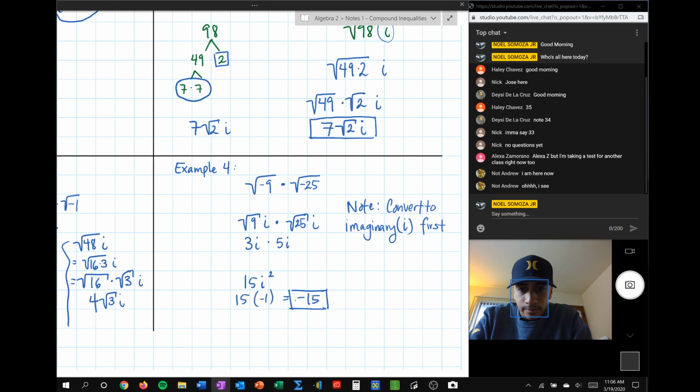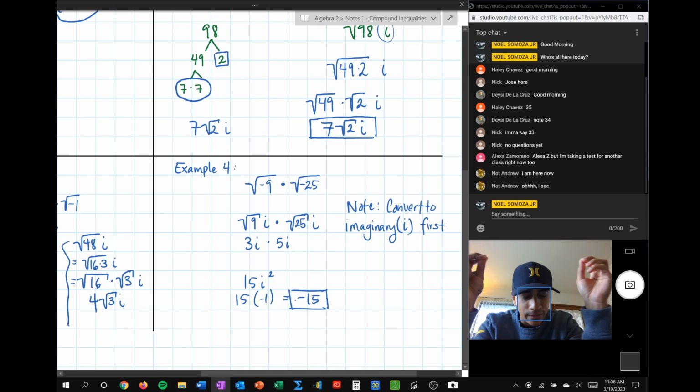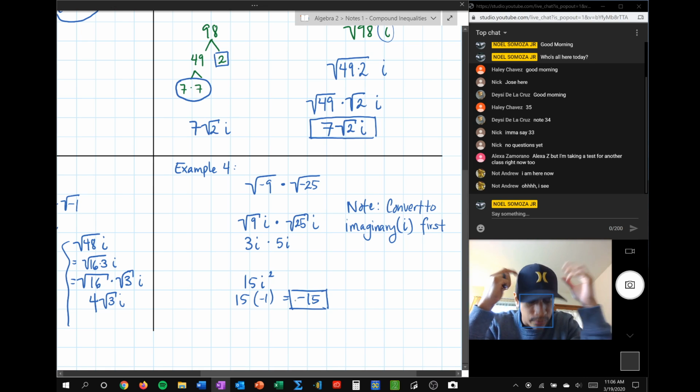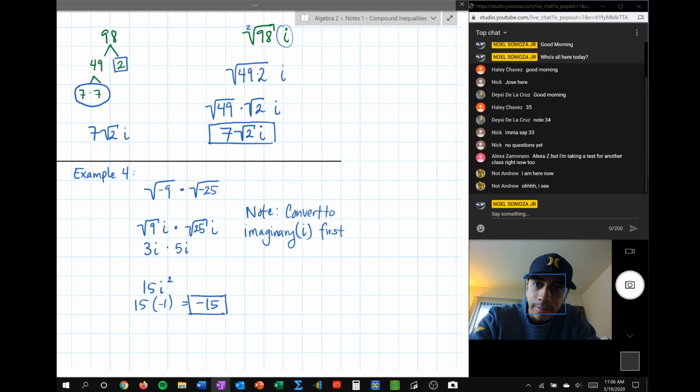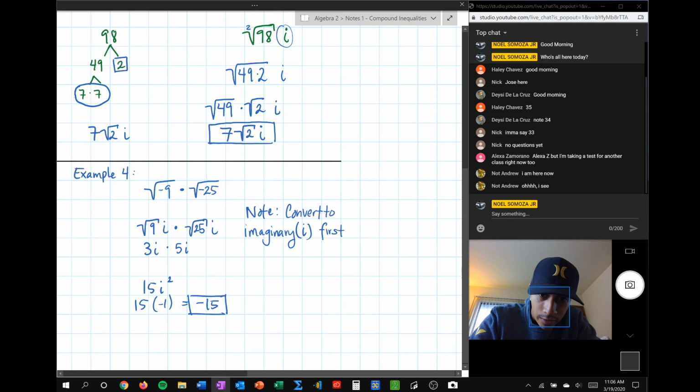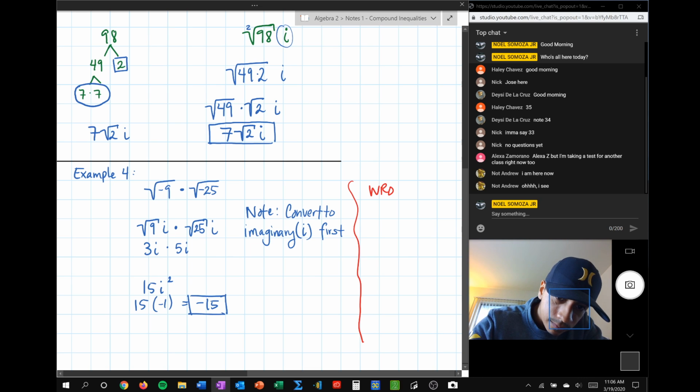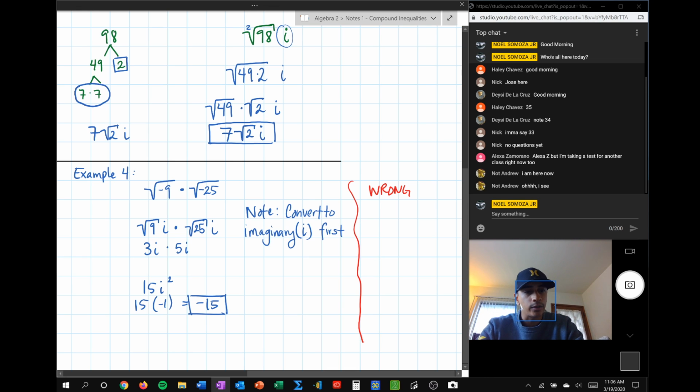All right. Now, what would have happened if you would have multiplied first? What if you would have taken -9 times -25 and multiplied those two things first? Let's talk about it. I'm going to do it in red so you know that this is the wrong thing to do. If you multiply them first, before converting them to i, what do you get?